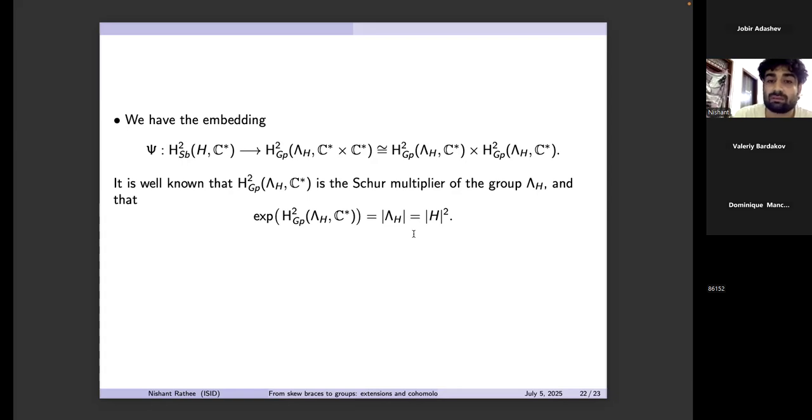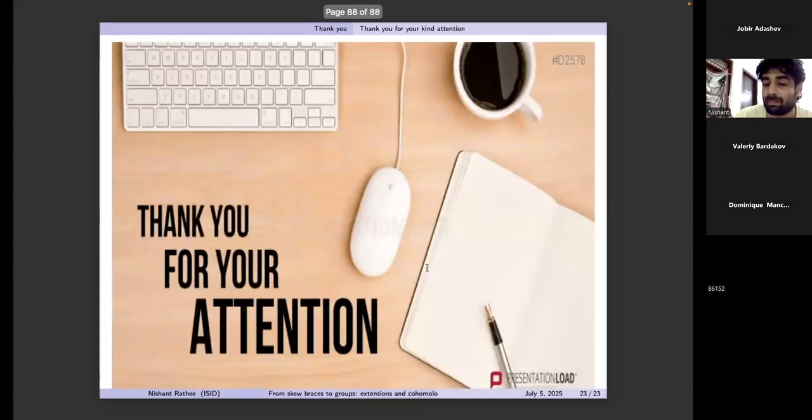The exponent of the Schur multiplier always divides the exponent of the group. So hence from here we can deduce that the exponent of the Schur multiplier of a skew brace always divides the order of H squared. Thank you.